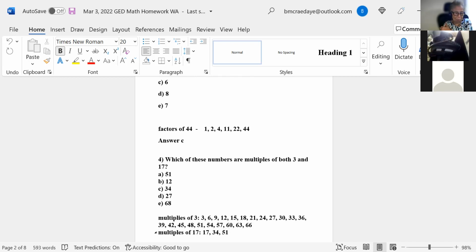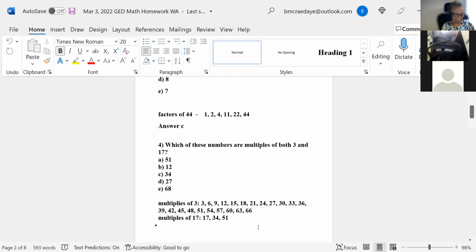Because we have a 51 in our multiples of 3, right? So which of these are multiples of both 3 and 17? You have a 51 here and you have a 51 here. So what would be your answer? 51. That's it. A or B or C. Answer A.